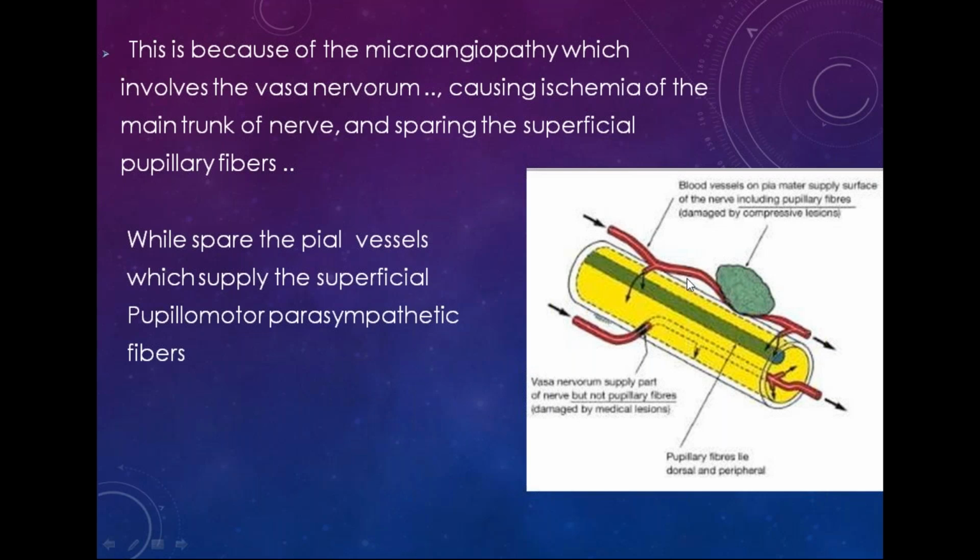They supply the parasympathetic fibers of the pupil. These spiral vessels supply the parasympathetic fibers. When medical lesions are present, these vessels are not involved, so the pupils are not affected. But in tumors and aneurysms, these vessels are involved, which supply the parasympathetic pupillomotor fibers, leading to paralysis of the sphincter pupillae and dilator pupillae.